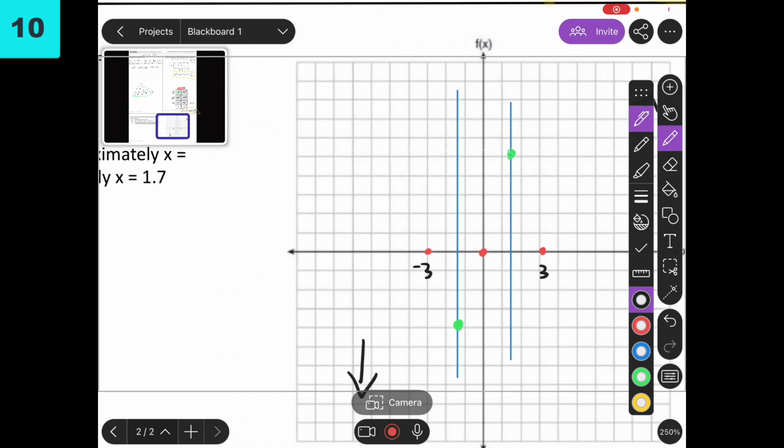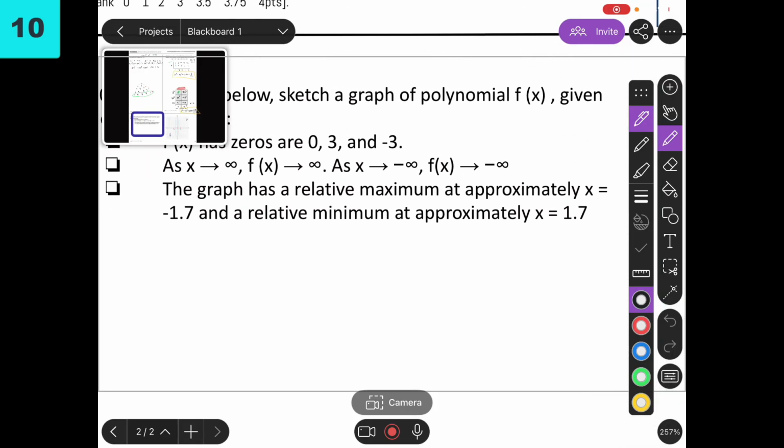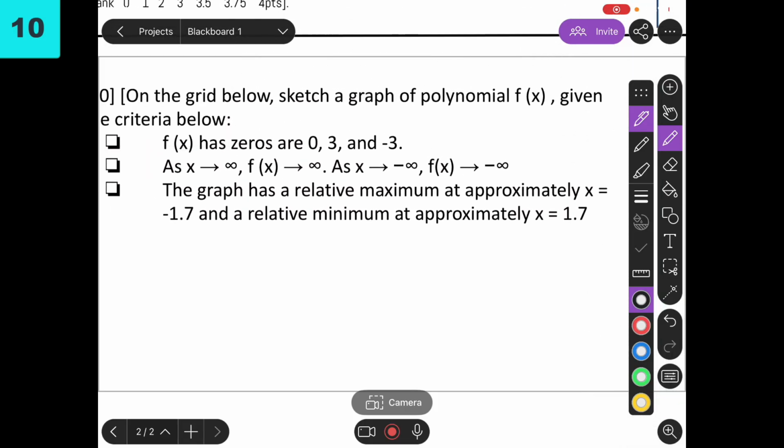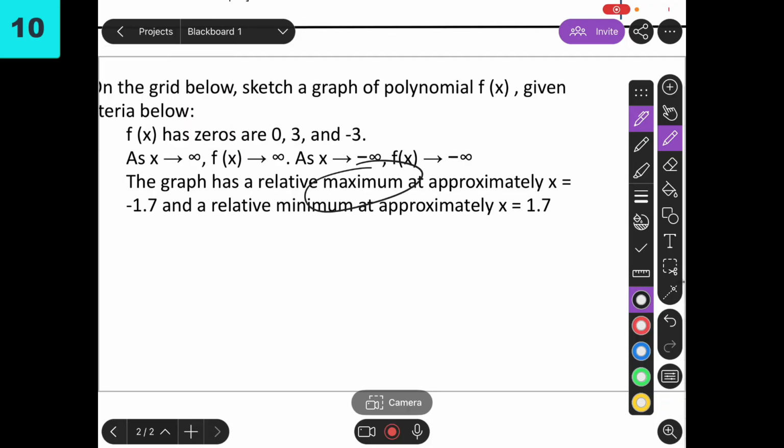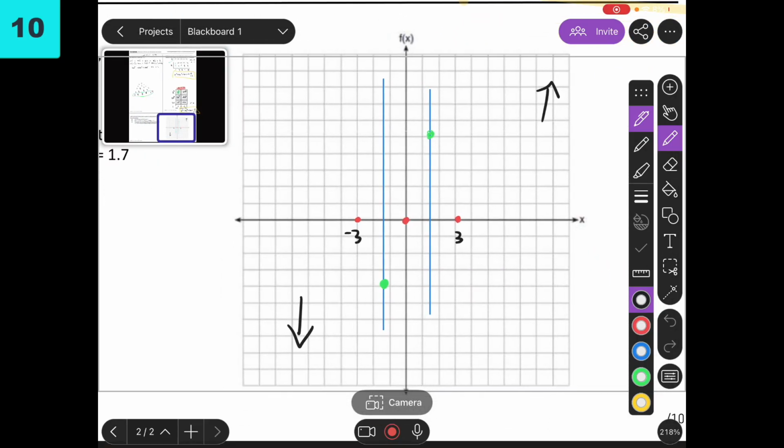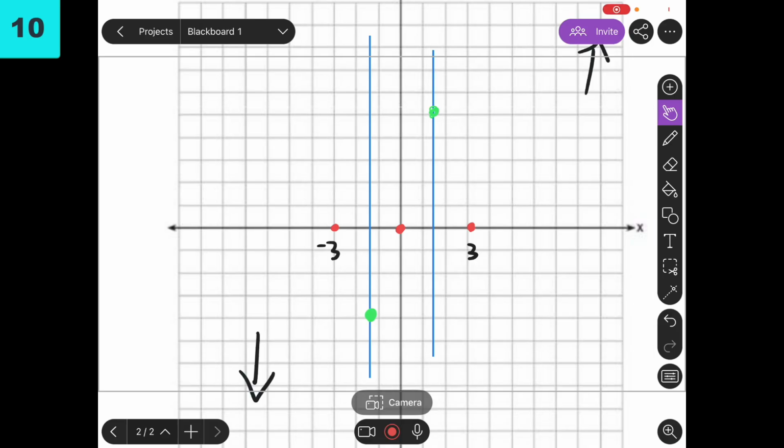Let's just see if I got that right. Relative minimum, oh my bad, relative maximum at negative 1.7. Okay, so it's the opposite. So I just need to remove these. So I just want to swap them. So this one now goes down, this one goes up. Because I have a relative max at negative 1.7 and the relative min at positive 1.7. This is why I swapped them.